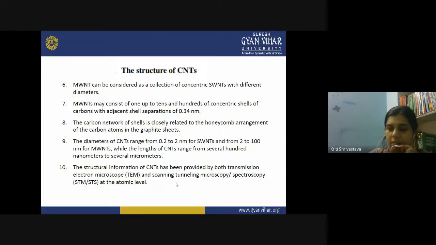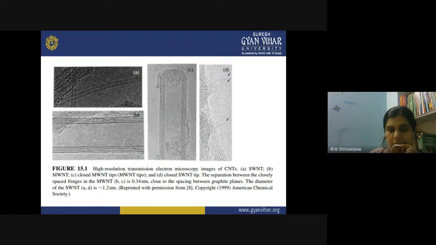The structural information of CNT has been provided by both transmission electron microscope, TEM, and scanning tunneling microscope. Both techniques can be used to study the structure of carbon nanotubes at the microscopic level. So let us look at their structure. Here in diagram A, it is a single-walled nanotube, SWNT. As you can see, only a single tube is visible here.